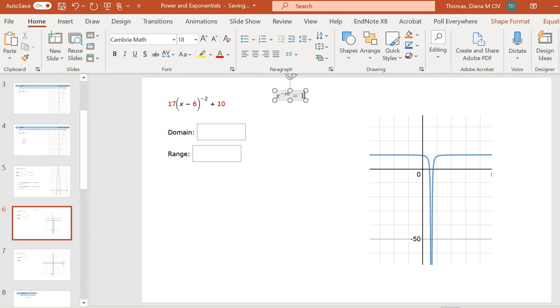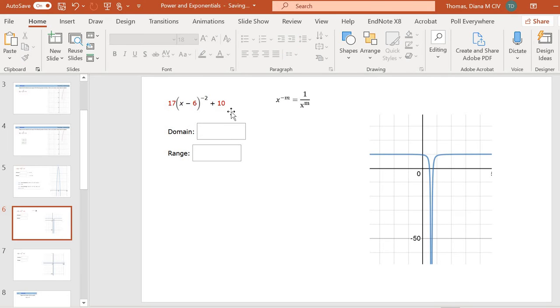I don't know why it's jumping out of the equation editor, but there we go. So that rule tells you that really this junk here is kicked downstairs. And if you have a fraction like this, you can see when x equals 0 in this, you're going to have an asymptote. So here it's shifted by 6. You're going to have an asymptote at 6.